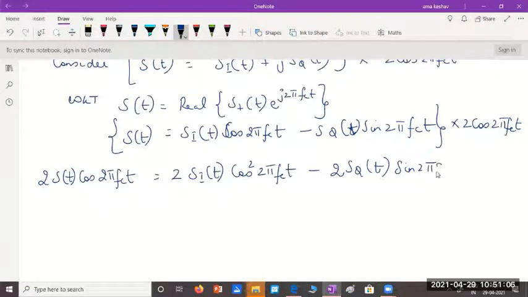Could you multiply? Tell me what do you get? 2 pi fct into cos 2 pi fct. What would this be?